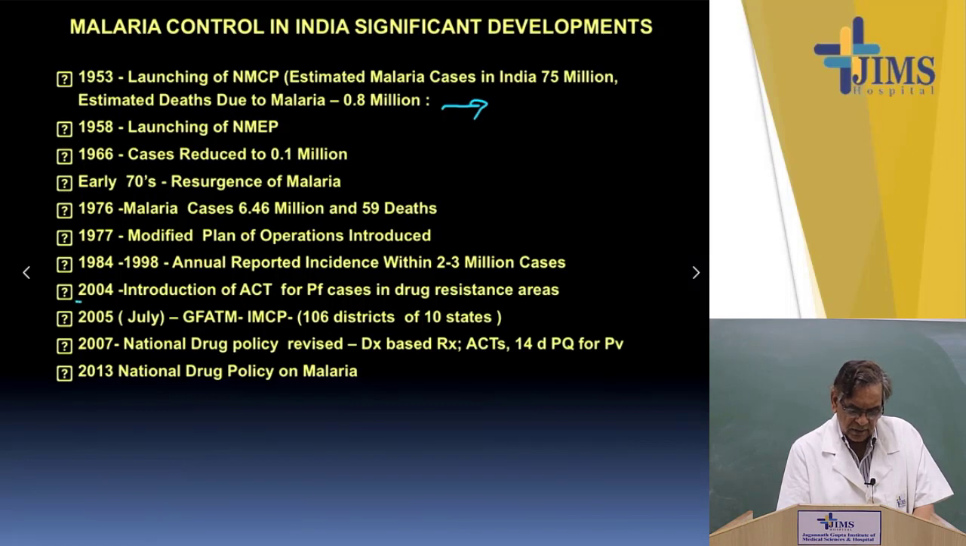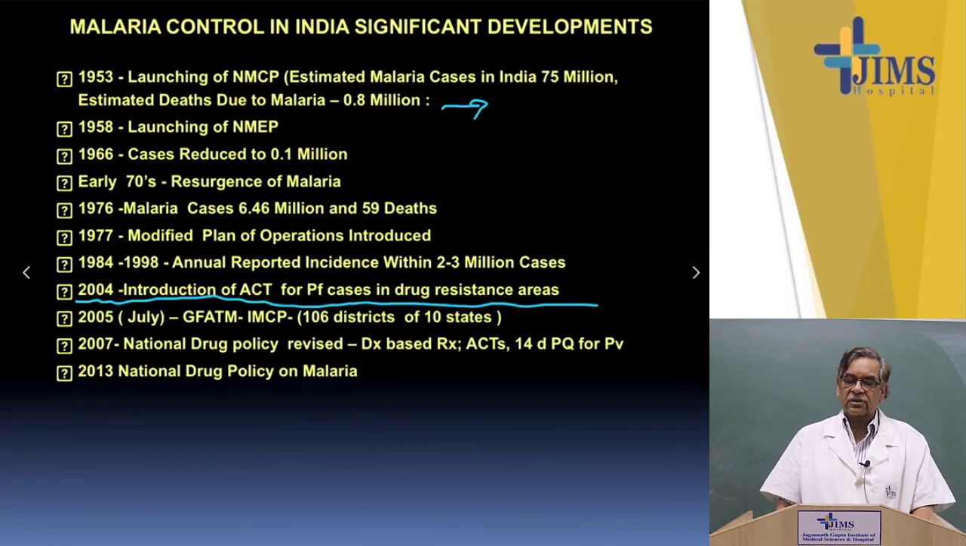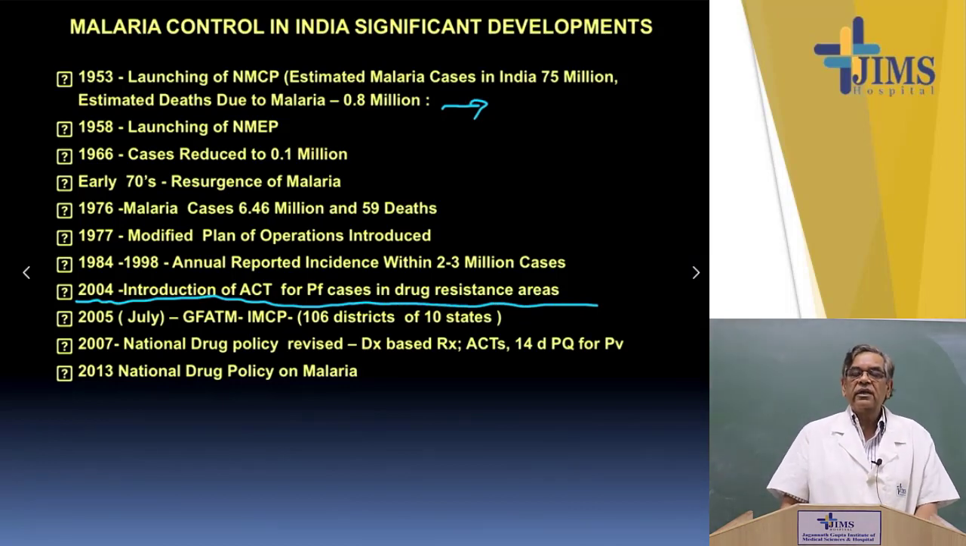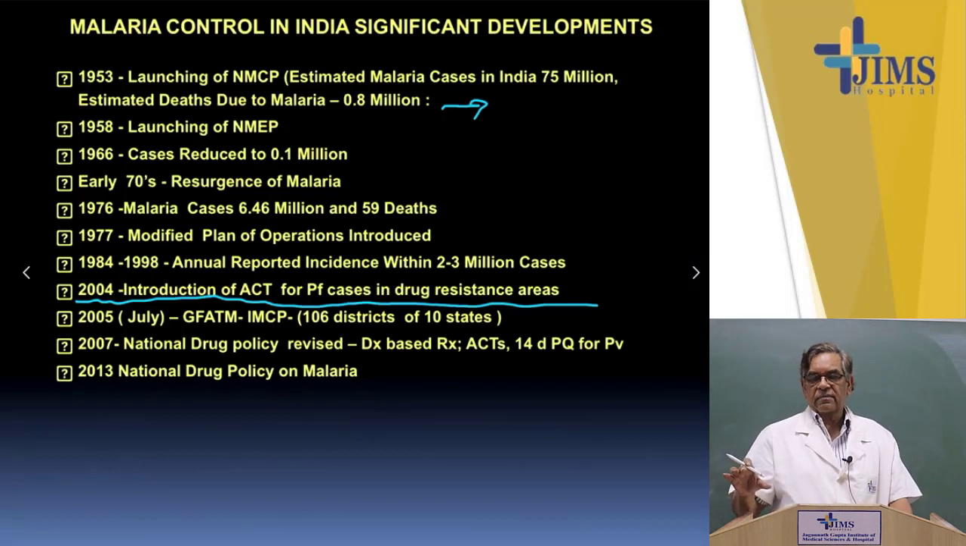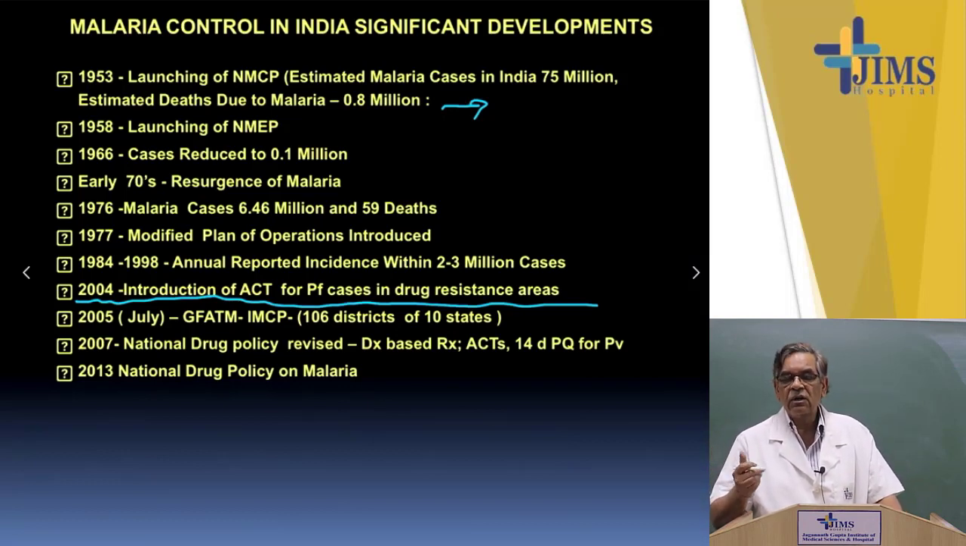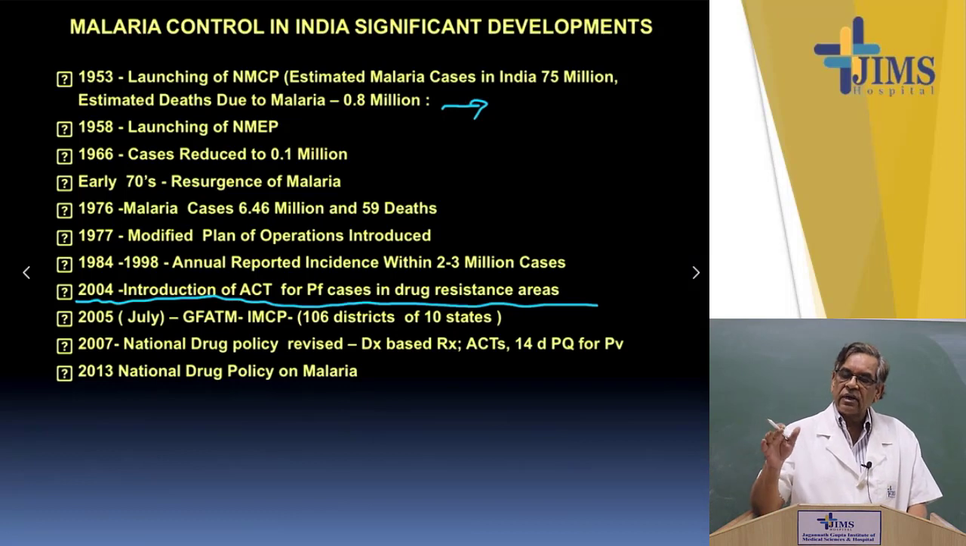This is an important one. 2004: introduction of ACT for PF cases only in drug-resistant areas. ACT in 2004 was only given to selected pockets at primary and central level where there was drug-resistant, chloroquine-resistant PF malaria. Only in those pockets ACTs were given.